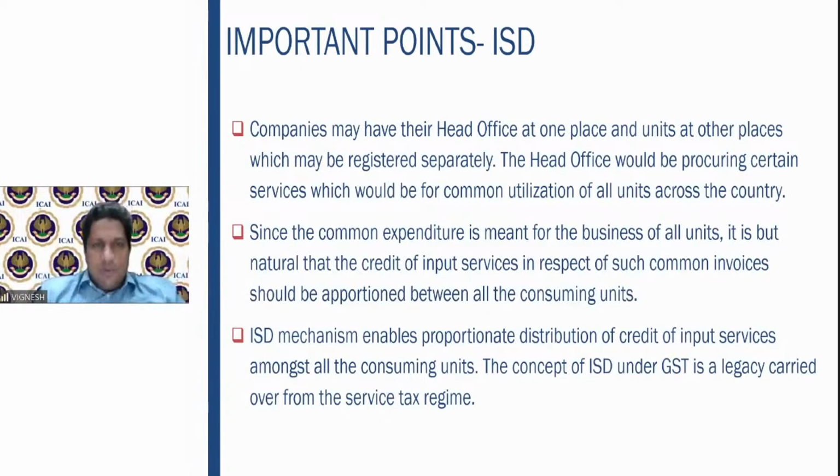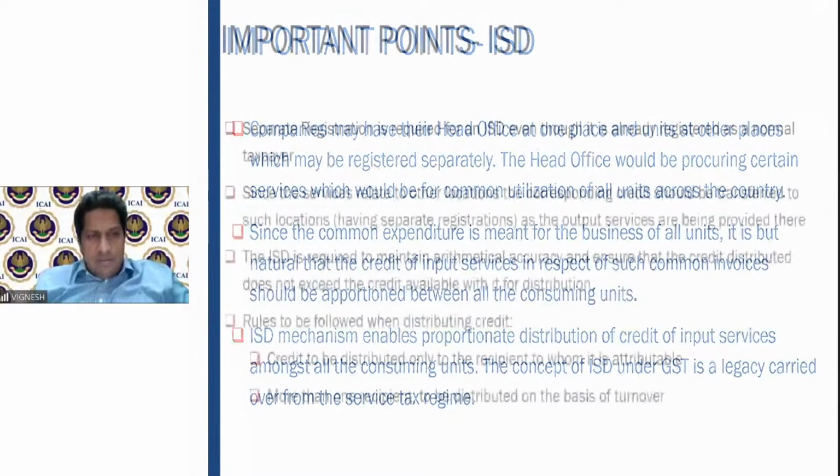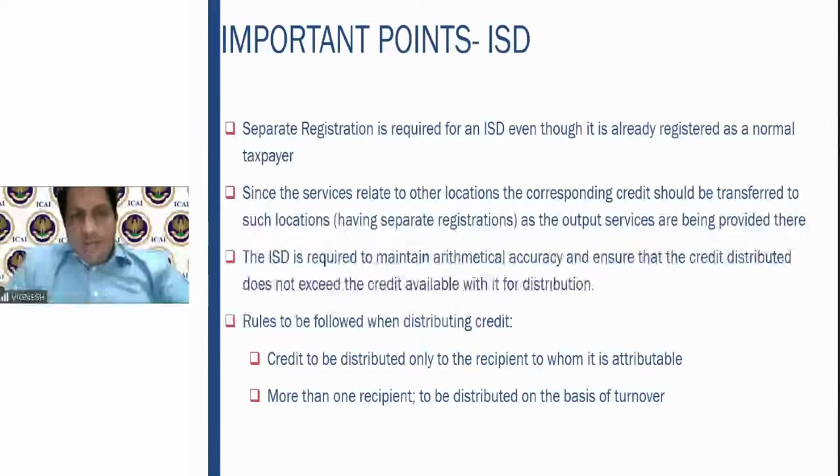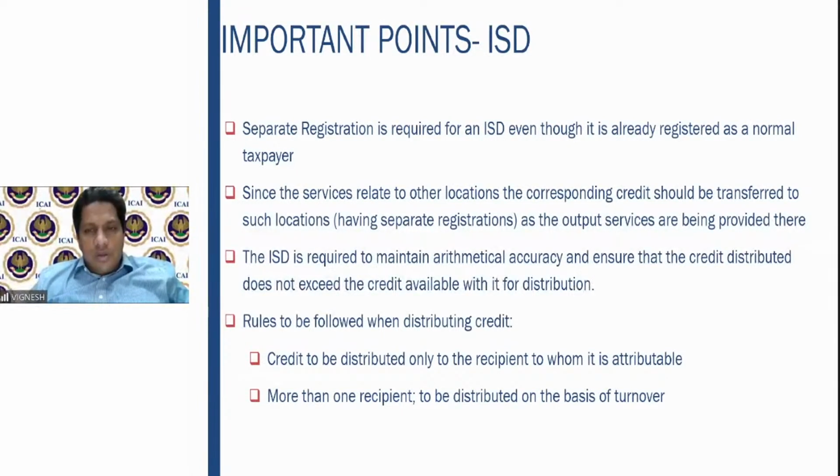In service tax also the same problem was there, wherein different people were located in different places. So the credit of service tax used to be transferred to all those persons. Then some more points for ISD: he has to get himself registered under GST, even though they are registered as a normal taxpayer. So if a head office is there, it will have a regular GST registration, and apart from that it will also have an ISD registration. Fine. And since the services relate to other locations, the corresponding credit should be transferred to such locations as the output services are being provided there.